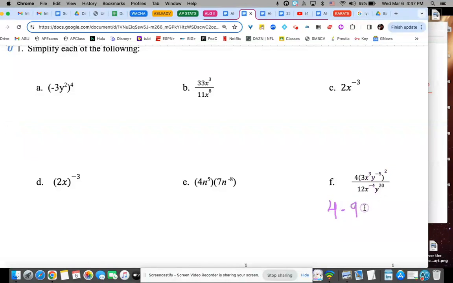X cubed squared is x to the 6. You multiply them, right? Not add. And then y to negative 5 to the second. That's y to the negative 10. And the stuff on the bottom just stays on the bottom. Now we're going to try and simplify things, of course, and put x's together with x's and y's together with y's.